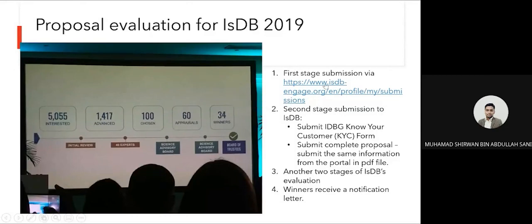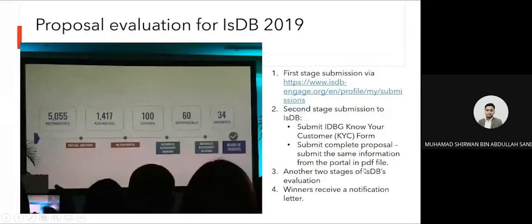So if you apply this year and become one of the potential winners, you will receive an email from ISDB, and they will ask you to submit the ISDB know your customer form. This one you need to fill in with information about your address, your full name, even your identification card if you have, or your passport for example, so that they can ensure that this is really an application from somebody, not someone who applies but doesn't really want to do the work. And then you need to submit a complete proposal.